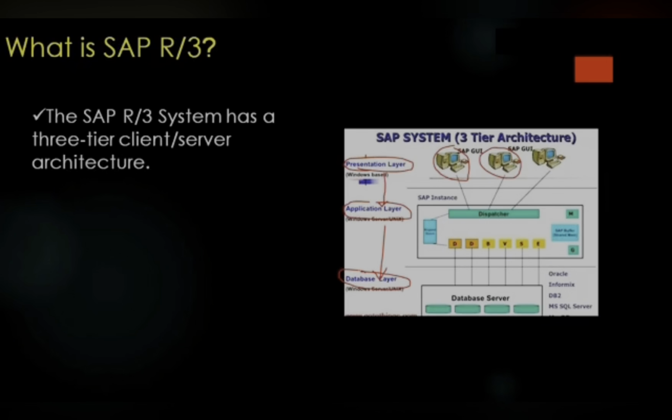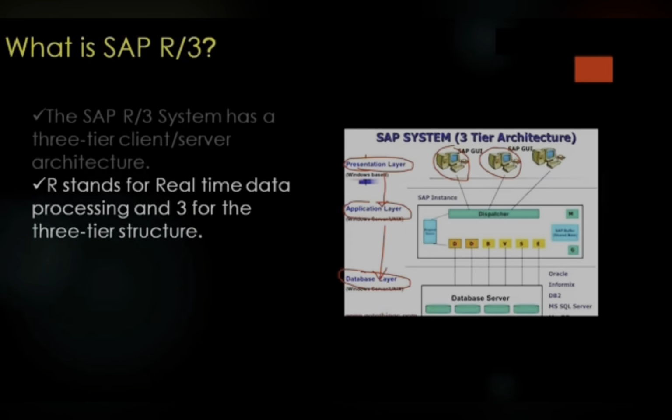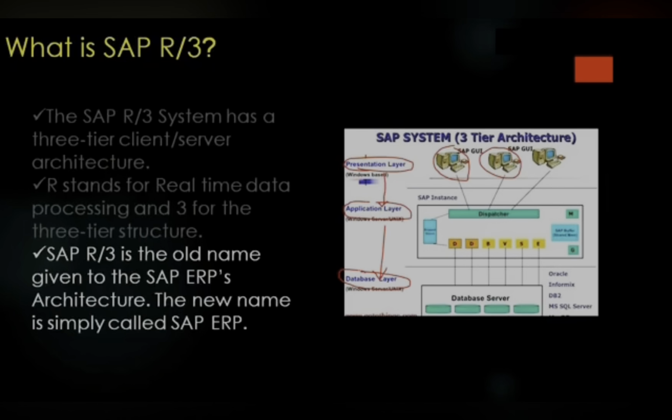The SAP R3 system has a 3-tier client-server architecture. R stands for real-time data processing and 3 stands for the 3-tier structure. SAP R3 is the old name given to the SAP ERP architecture. The new name is simply called SAP ERP, or you can also call it SAP ECC.